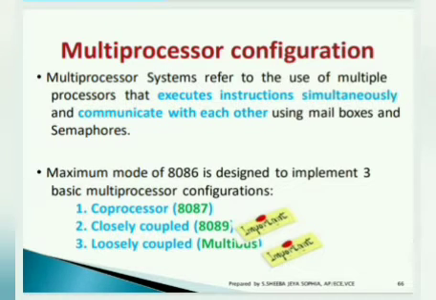Now we are going to see about the multiprocessor configuration. As we have seen in the earlier topic, it refers to the use of multiple processors that execute instructions simultaneously and communicate with each other using mailboxes and semaphores. In the maximum mode of 8086, it's used to design three multiprocessor configurations. First one is the coprocessor configuration using 8087. Second one is the closely coupled configuration using the 8089 processor, and third one is the loosely coupled configuration using multibus.